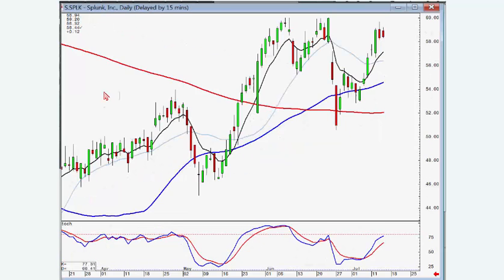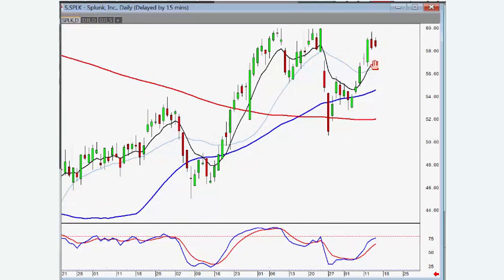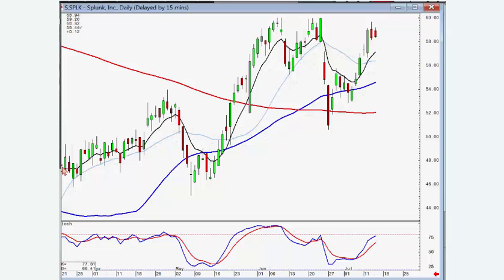And SPLK looks like it had a hard time getting through this level. If it opened lower, it tells you you're still in this sideways trend. I'd come out of it.